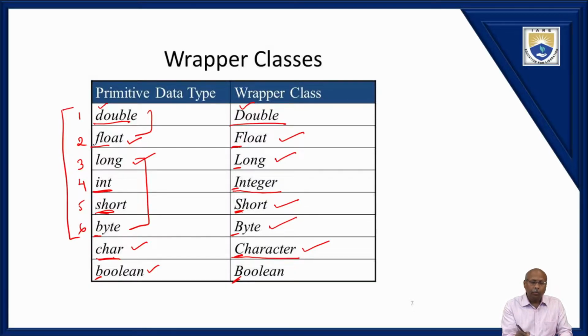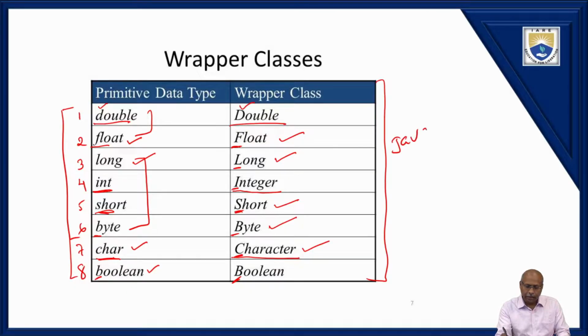So how many wrapper classes are there? You will find 8 different wrapper classes. For every primitive data type you will find a corresponding wrapper class. All the wrapper classes are available in the java.lang package.